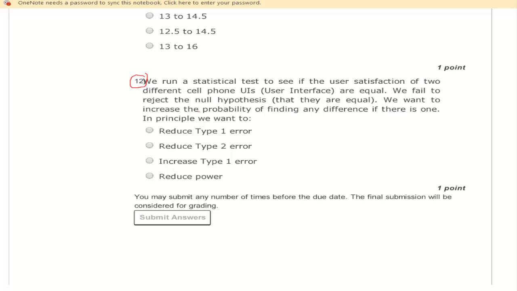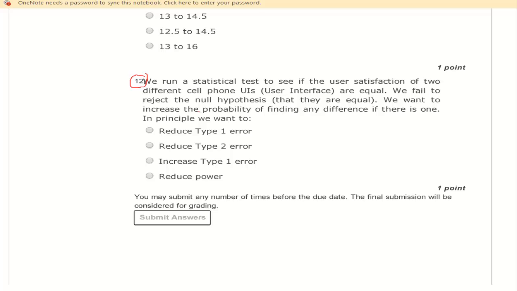you need to look at what the concept of type 1 and type 2 errors are. Type 1 error is the probability of incorrectly rejecting the null hypothesis when you should not have rejected the null hypothesis. Here the null hypothesis would be that they are equal. So if I incorrectly reject the null hypothesis, if I incorrectly go and say they are not equal when they are actually equal, then that's the mistake I'm doing.